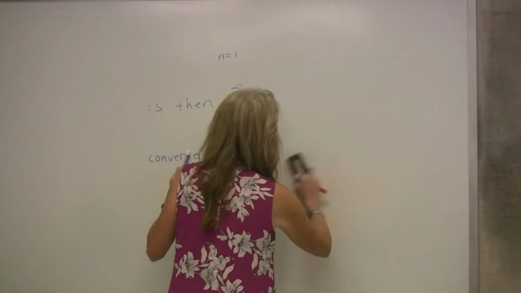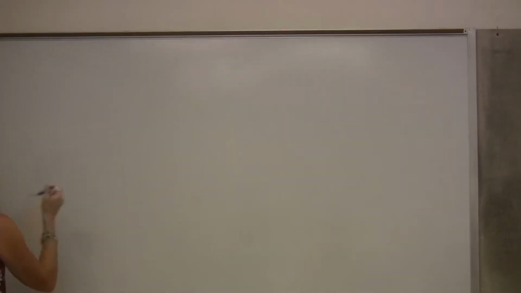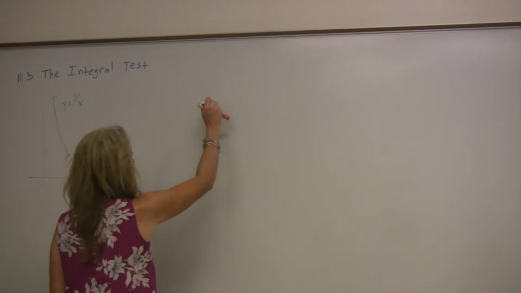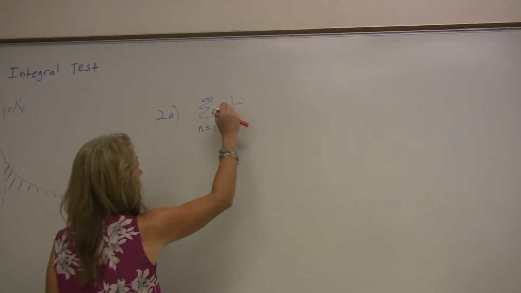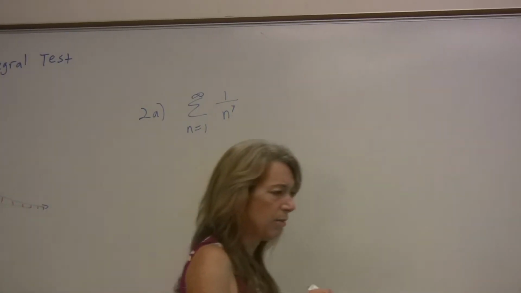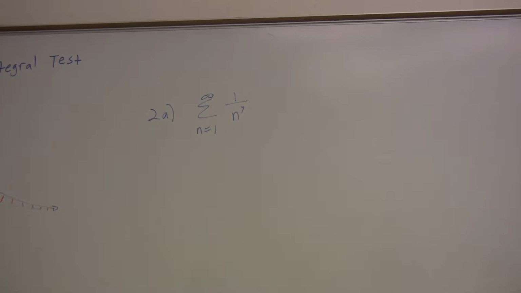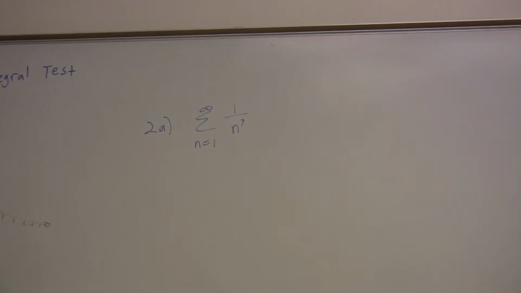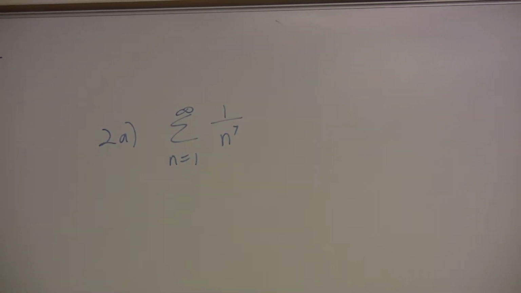I'll write 2A up here. Your little brain's moving. 2A. Was it 1 over n to the 7? Yeah, 1 over n to the 7. Determine if that one converges or diverges using the integral test. See if you can do it. Work together, ask me for help, and then we'll talk about the shortcuts for those.